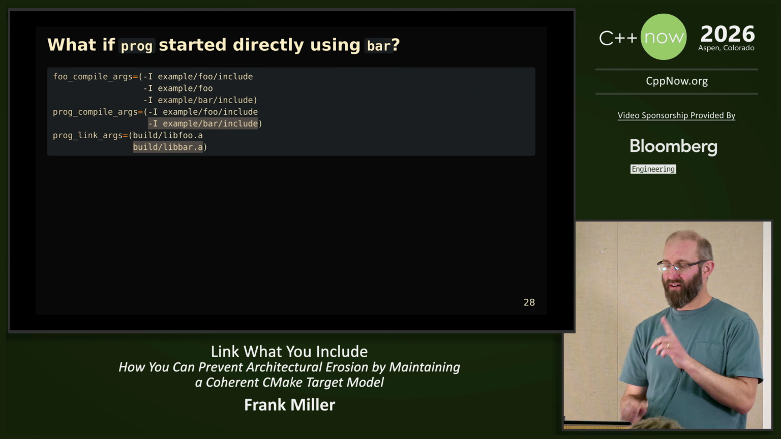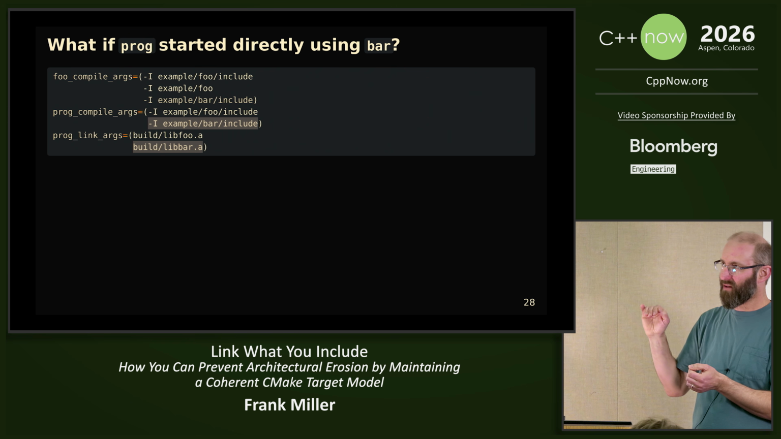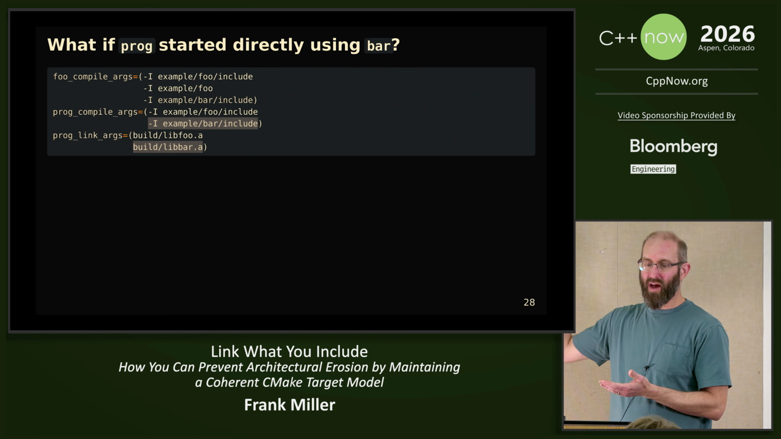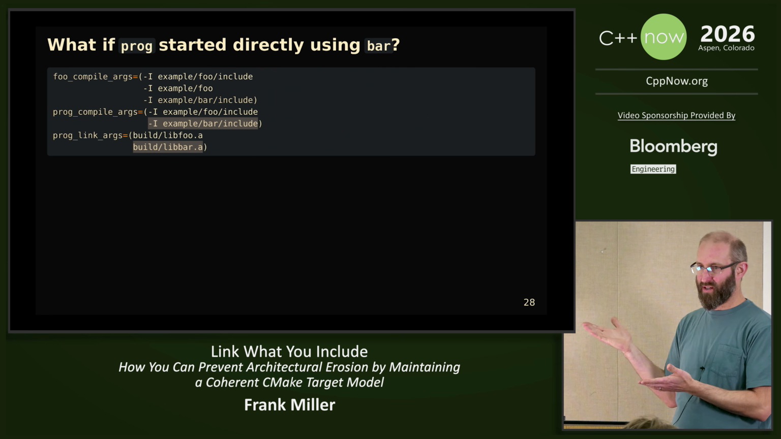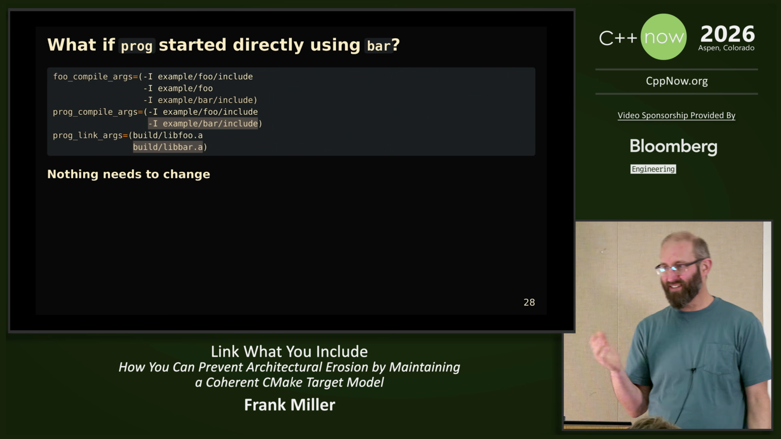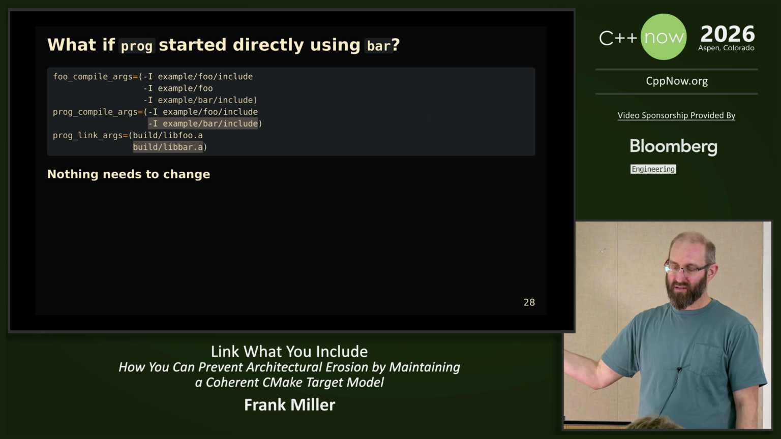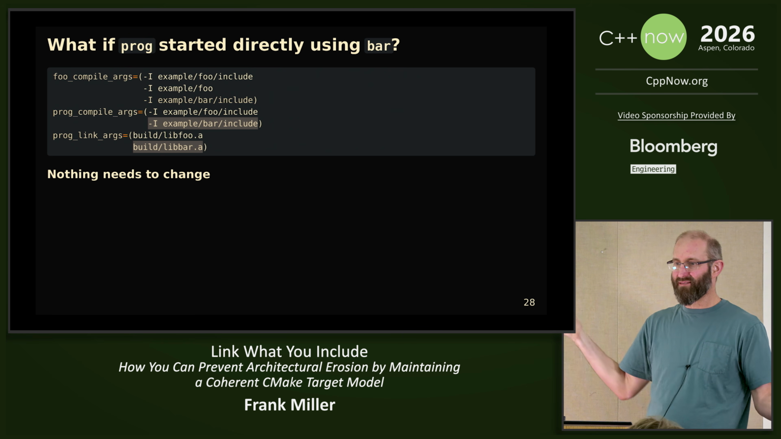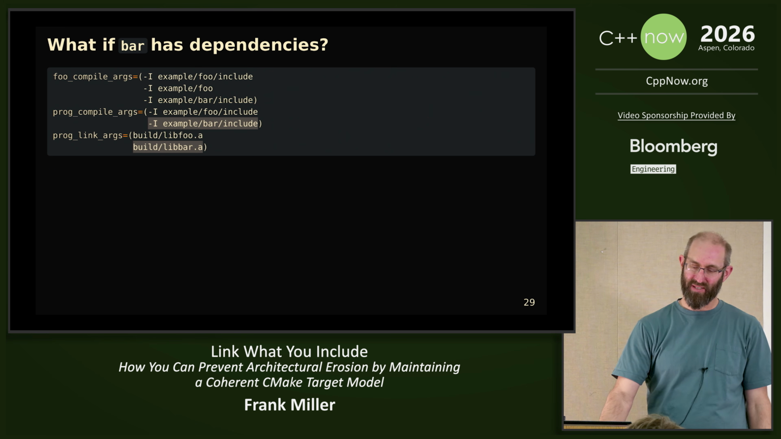Now, given this, right now we've built these commands, and all we've done is prog depends on foo, foo depends on bar. And now ask yourself, what if prog started using bar directly? What would we need to change? Nothing. That's right. Nothing needs to change. We already have bar's interface include directory on the command line, and we already linked to bar. So we've got everything we need. So remember that. We're going to come back to that. You probably see where I'm going.